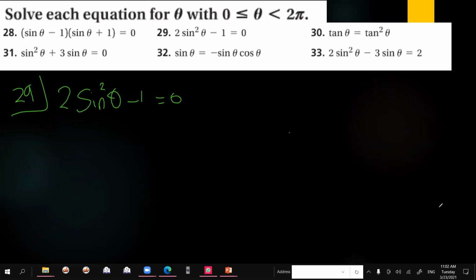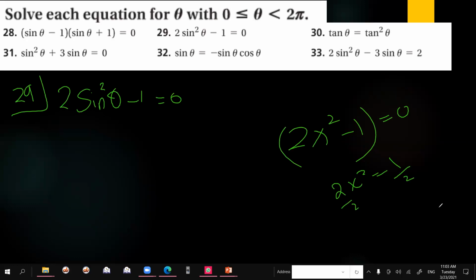Here now it's like 2x squared minus 1 equals 0. How did you solve it? You put 1 on the other side, divide by 2, divide by 2. So x squared will be half. So x could be positive or negative 1 over square root of 2.